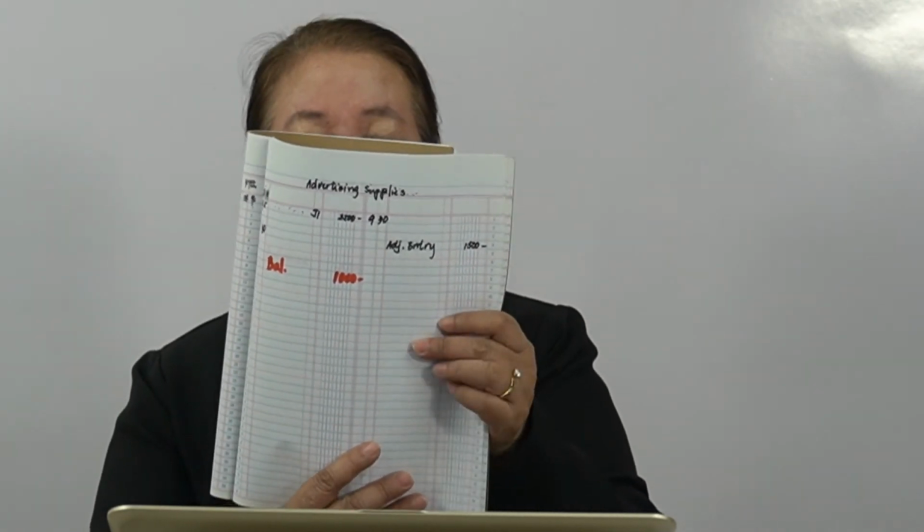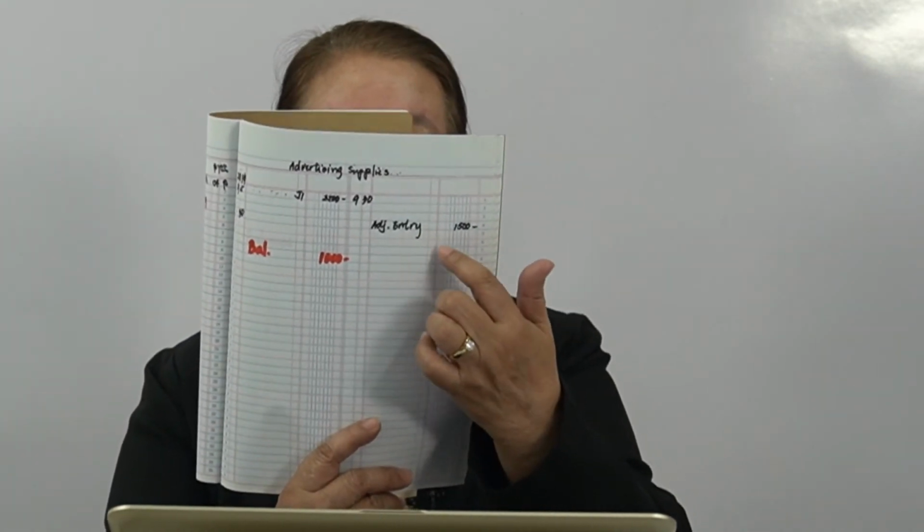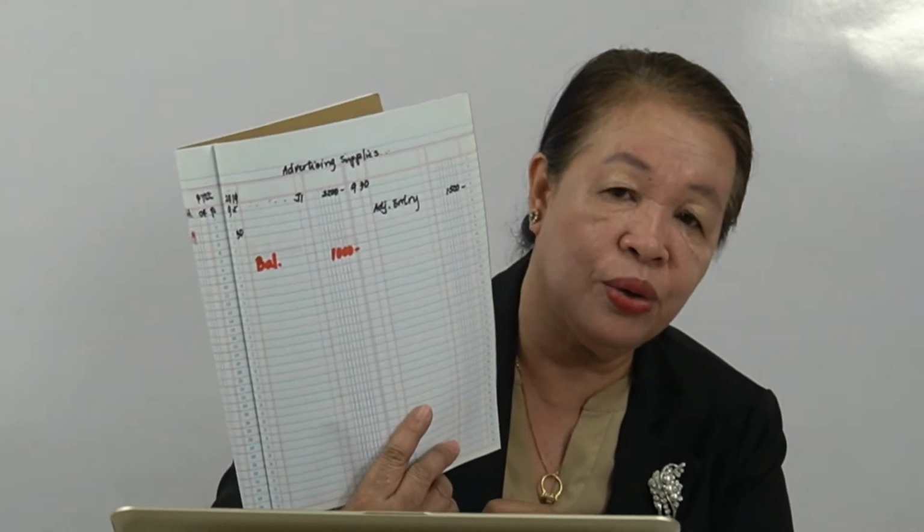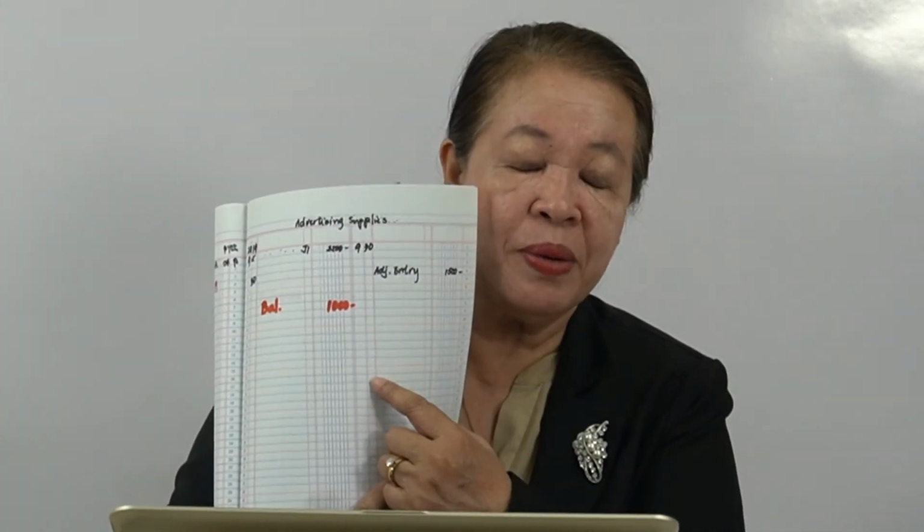We have the advertising supplies, nag-debit tayo ng 2,500 nung bumili tayo. And then, anong ginawa natin? Since gamit na yung 1,500, nag-adjusting entry tayo which is credit 1,500. Bakit tayo nag-credit? Kasi asset account po itong prepaid na supplies na to, advertising supplies. So, asset account siya. So, paano bawasan natin, magkikredit tayo. So, anong ginawa natin? Nag-credit tayo ng 1,500 kasi na-expense na siya, no?